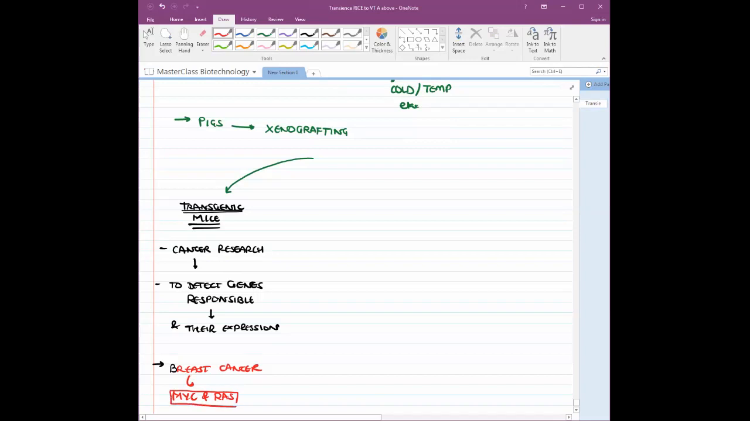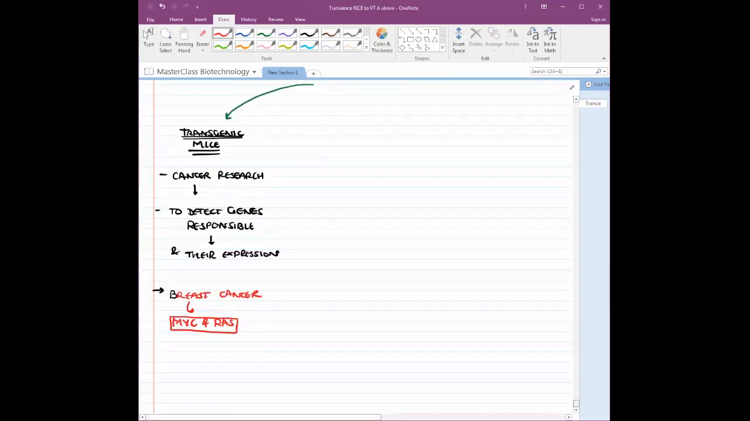You are going to introduce this MYC and this RAS gene into your mice, and once inserted, the mice are later analyzed. This is going to give you an idea how the disease is going to progress and what really is happening when you are struck with breast cancer. Okay, chalo. Next one. Next thing, we are also going to use transgenic farm animals.